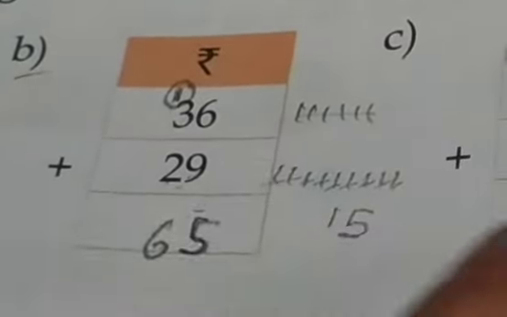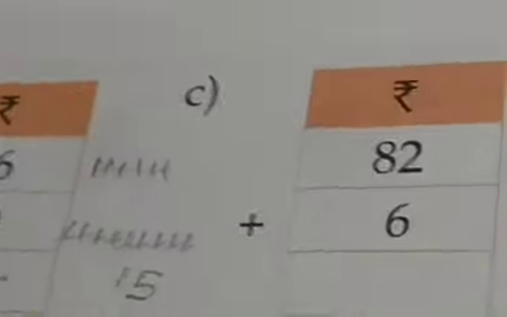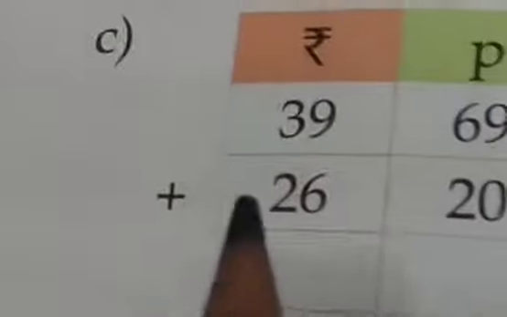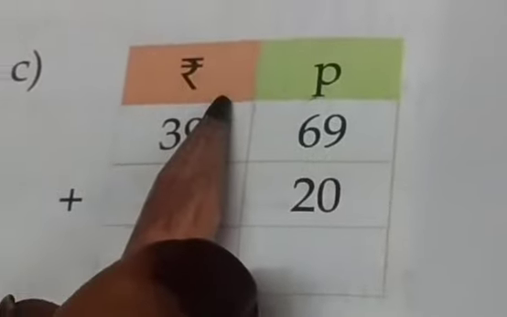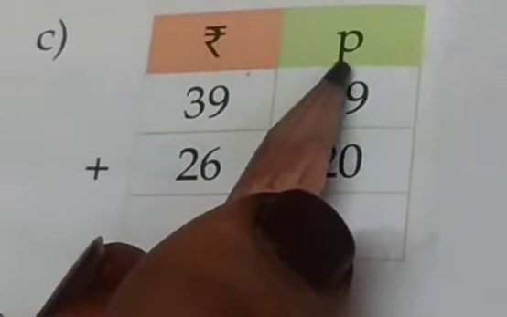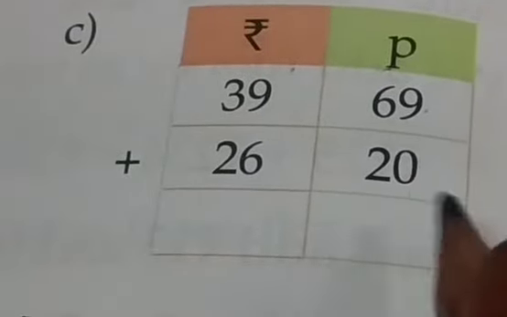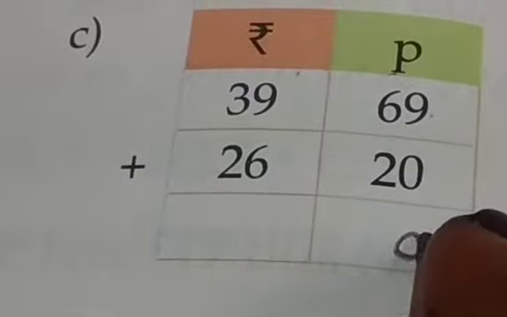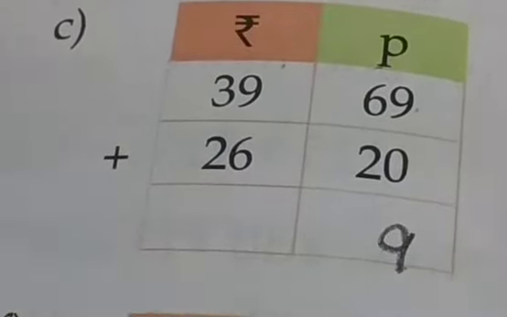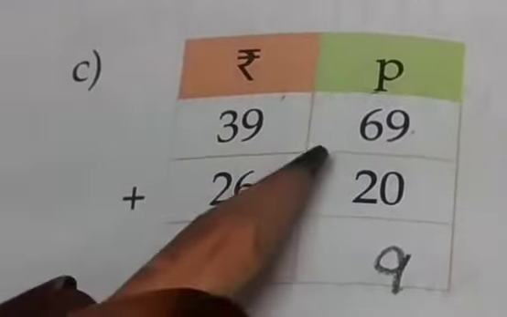In the same way you continue this. Now next, come to the second one of the add the following. Here paise and rupees are given. Before, you learned tens and ones, right? In the same way you have to do this with paise and rupees. So 9 plus 0. Already you know whenever you add any number to 0, the answer will be the same. Now 6 plus 2, 6, 7, 8.